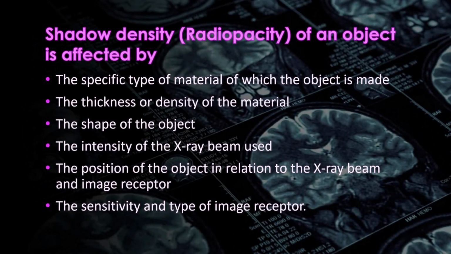And so the radiopacity of an object depends on a lot of different things. The type of material, as we saw the difference between plaster of Paris and metal and plastic, all those had different densities to them. But then also the thickness of the material. The shape of the object, as we saw with some of those plaster of Paris cylinders. The intensity of the X-ray beam used, as we just showed you on the previous slide. And the position of the object in relation to the X-ray beam and the receptor, as we talked about in our geometry lecture. The sensitivity and the type of image receptor. Some image receptors are a lot more sensitive to radiation than others.